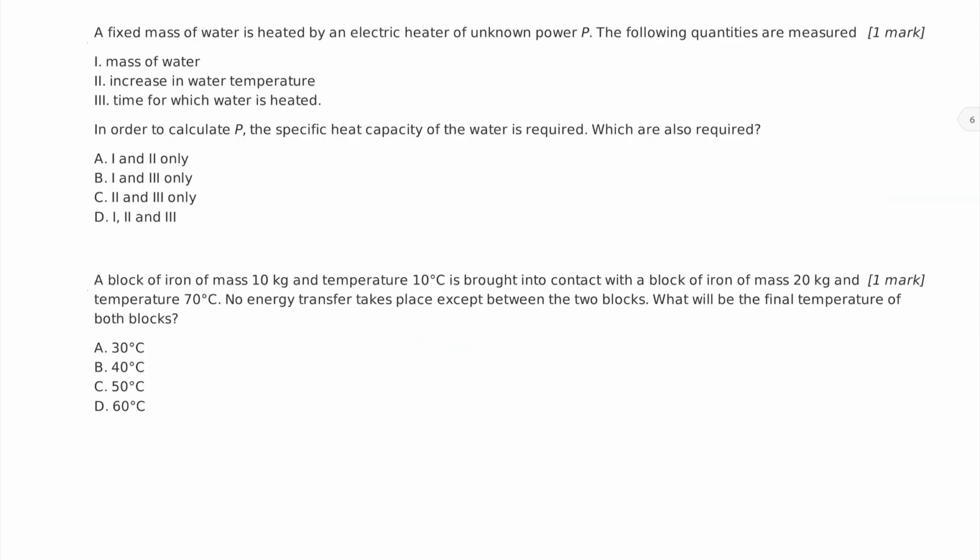A fixed mass of water is heated by an electric heater of unknown power P. The following quantities are measured: mass of water, increase in water temperature, and time for which the water is heated. In order to calculate P, the specific heat capacity of the water is required. What is also required? Well, power times time equals mc delta T. If we want to find out what P is, we need to know the mass of the water, specific heat capacity, which is given in the question, change in temperature, and the time over which. So we are looking at all three.